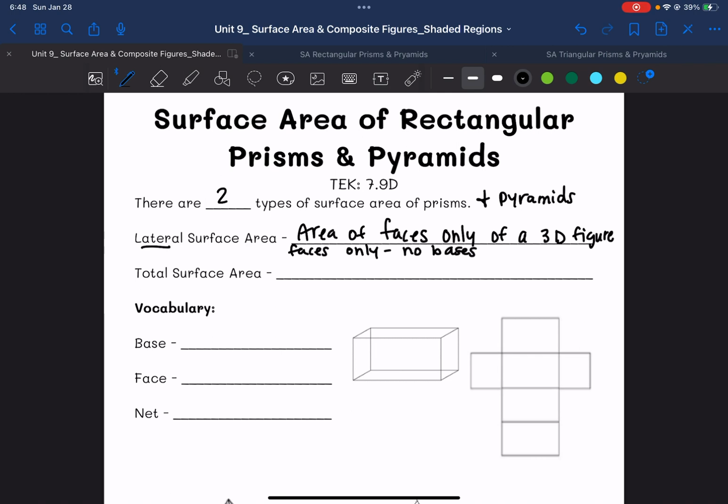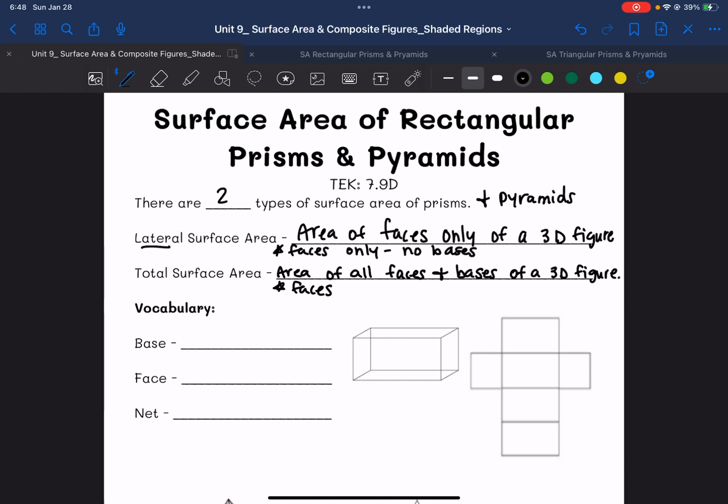Okay, total surface area is area of all faces and bases of a 3D figure. Okay, this one is faces and bases.